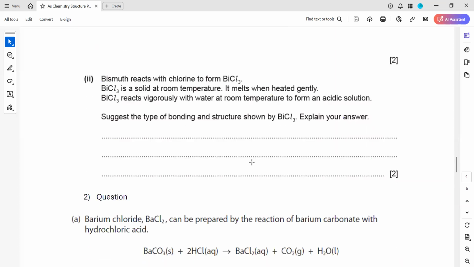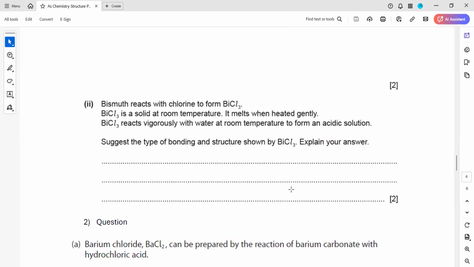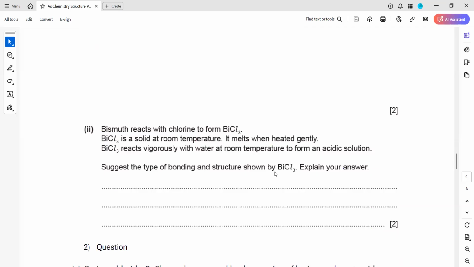F part 2. Bismuth reacts with chlorine to form BiCl3. BiCl3 is a solid at room temperature. It melts when heated gently, like we supply a smaller amount of energy and it just breaks down. BiCl3 reacts vigorously with water at room temperature to form an acidic solution. Suggest the type of bonding and the structure shown by BiCl3, and explain your answer.